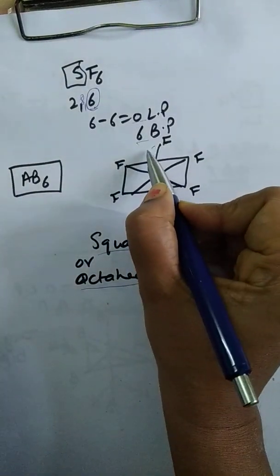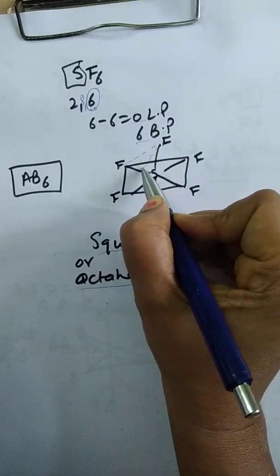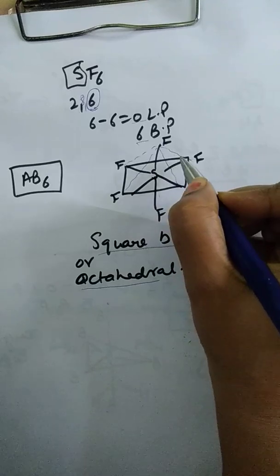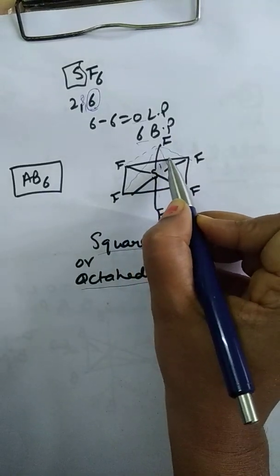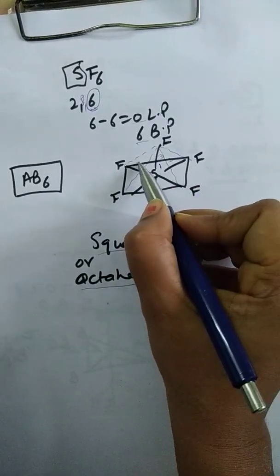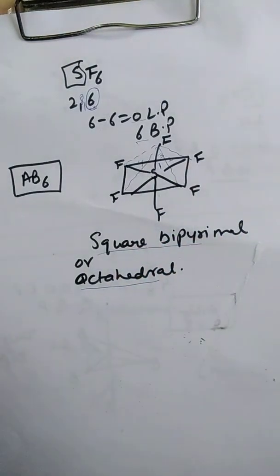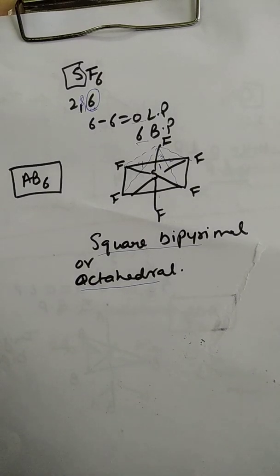Because if you join all the faces, I am trying to join with this blue color line. Now you can see there are 4 faces up. Same way 4 faces down. So 4 plus 4, 8. That is why it is also called an octahedral molecule.